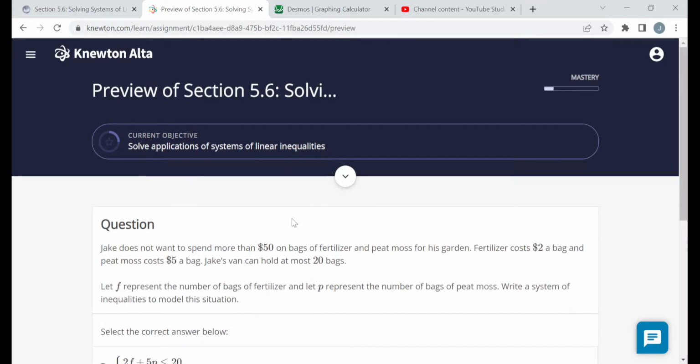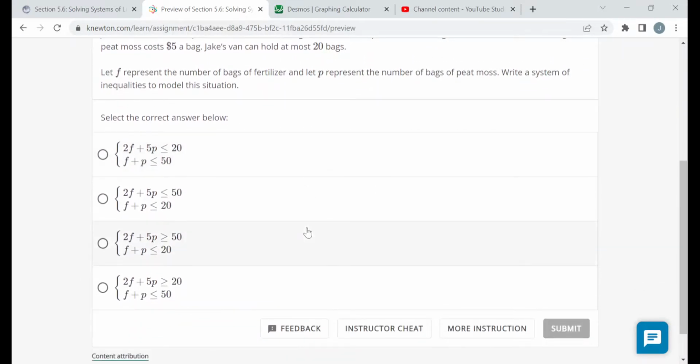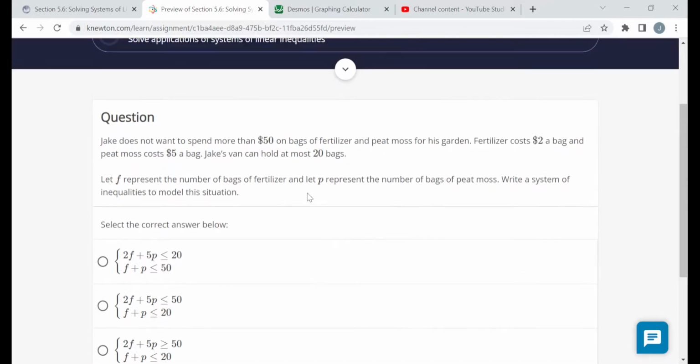So back to the application deal. Now here they're just having you set up a system first. Instead of x and y, they're using f and p, and they're telling you let f represent the number of bags of fertilizer and p represent the number of bags of peat moss. Jake does not want to spend more than $50 on bags of fertilizer and peat moss for his garden. Fertilizer costs $2 a bag, peat moss costs $5 a bag, and his van can hold at most 20 bags. Set up a system.